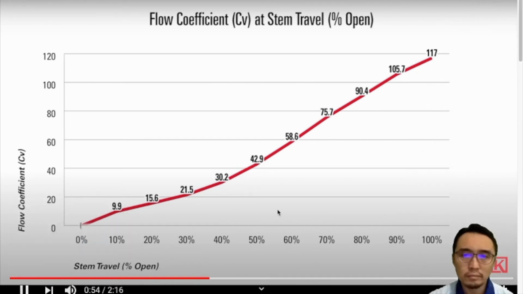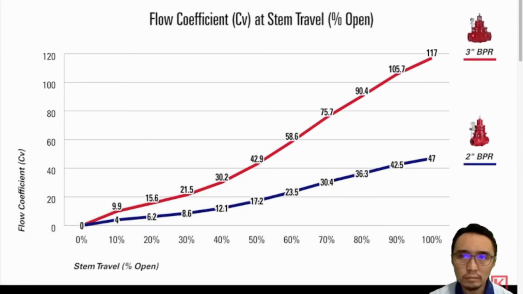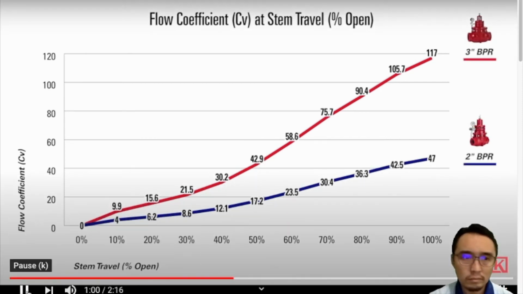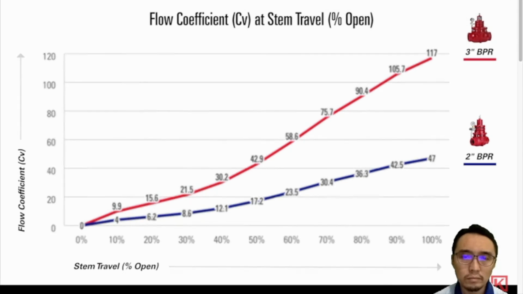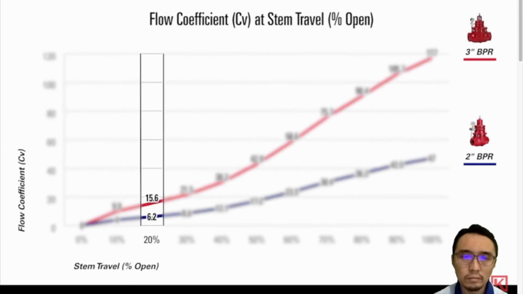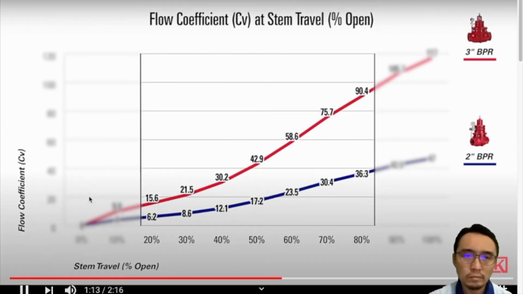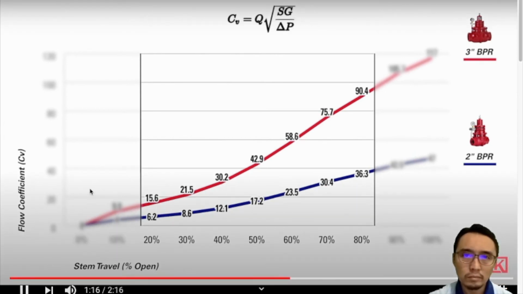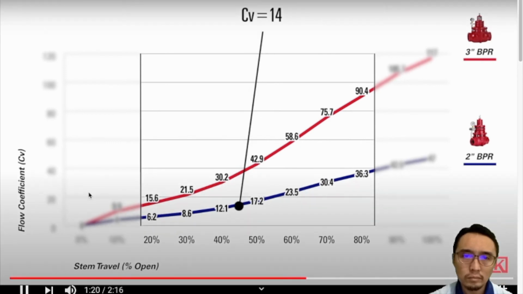Here we have a CV chart showing flow curves for two different valves, a 2-inch and a 3-inch Kimray back pressure regulator. As the stem opens, the CV increases. We recommend you select a valve for which the CV falls between 20 and 80% open stem travel. For example, if you used our valve sizing calculator and came up with a CV value of 14, you would want to choose the 2-inch valve because in the 3-inch valve, 14 would fall outside of the recommended range.